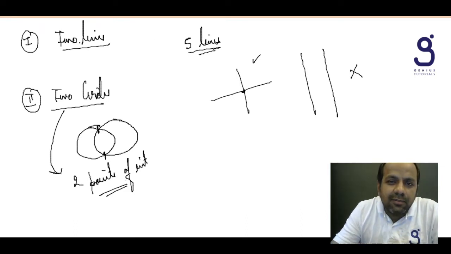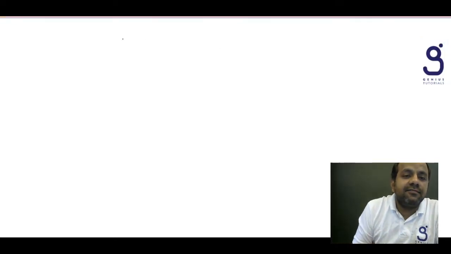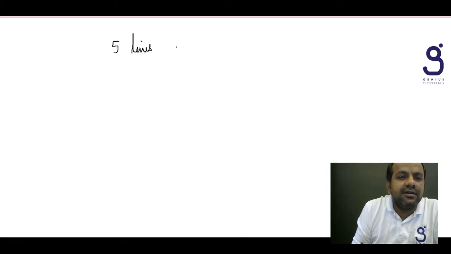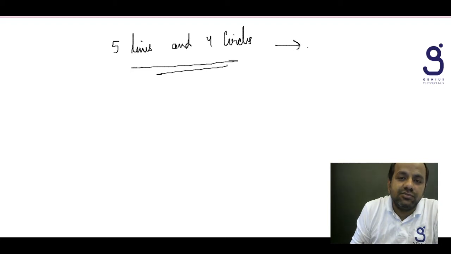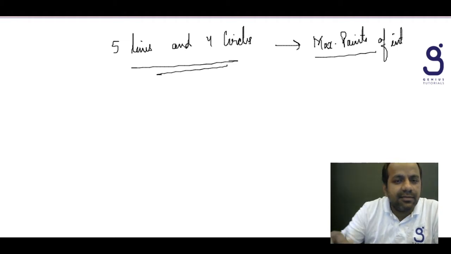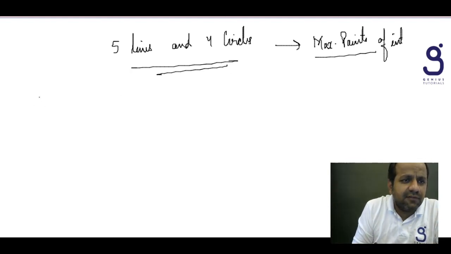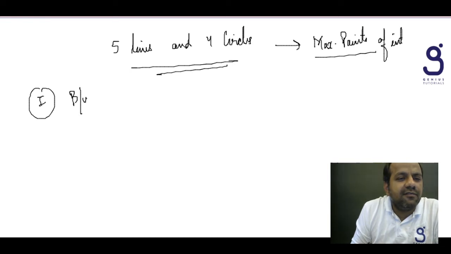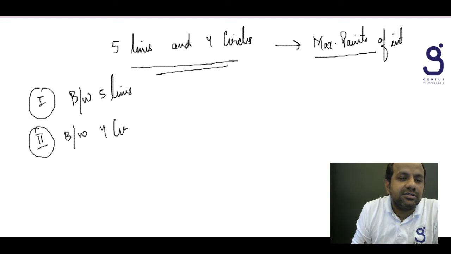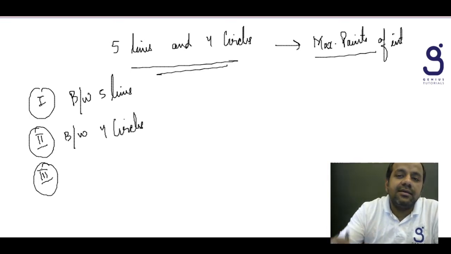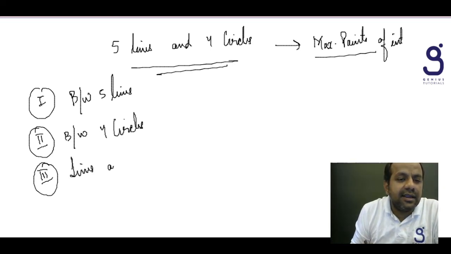Okay. Now, what type of question do we get in our exam? Like it is given that we have five lines and let's say four circles. We have to find, from these curves, these are not only two curves, these are two categories of curve, how many maximum points of intersection will be there. What are the possibilities in this case? First possibility is to find points of intersection between five lines. Second possibility is points of intersection between four circles. Then third possibility is when we have points of intersection between lines and circles.